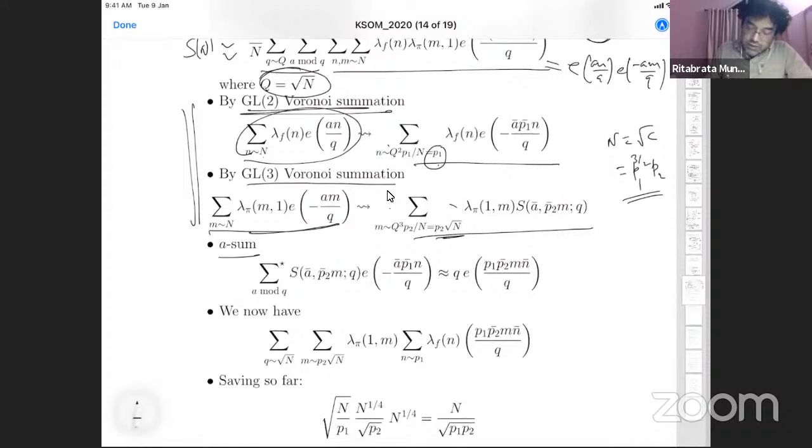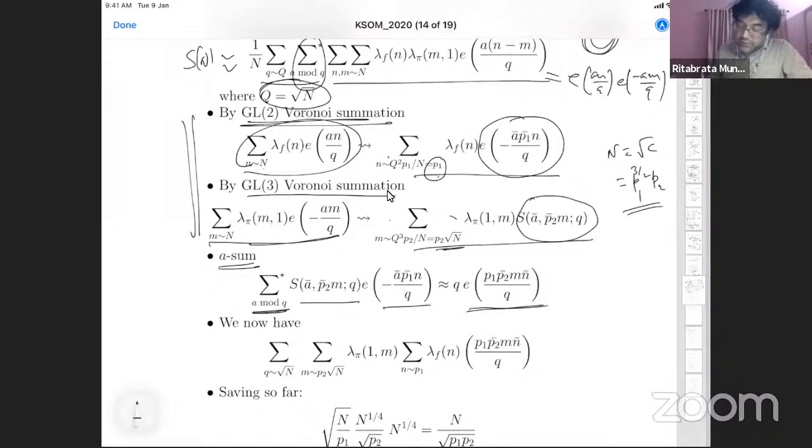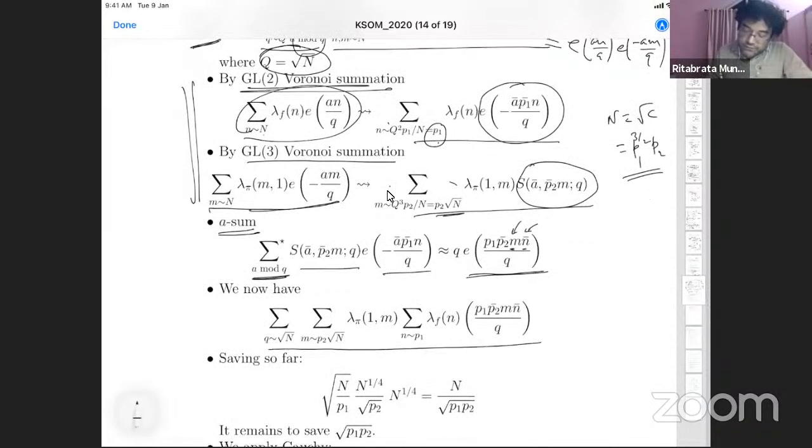And now if I look at the A sum, this is the nice feature of looking at the GL3 cross GL2 Rankin-Selberg convolution. We had this after GL2 Voronoi, and we had this Kloosterman sum after GL3 Voronoi. If you do the A sum now, the A sum which is coming from the circle method, it nicely reduces to an exponential, with an n bar and with just an m. So n was the GL2 variable, m was the GL3 variable. For the GL3 variable, it's just a geometric sum. For the GL2 variable, it's what's called the Kloosterman fraction. So now more or less the Sn sum has reduced to something which structurally is just this.